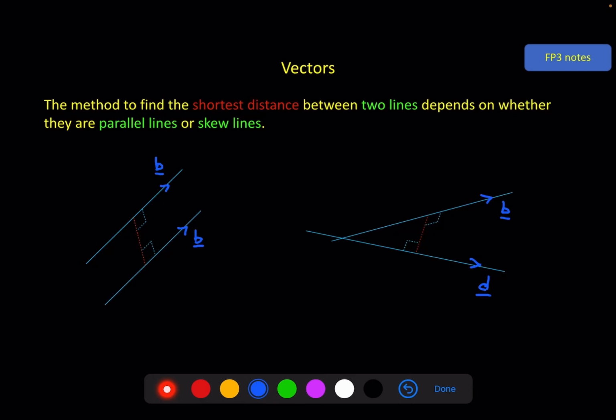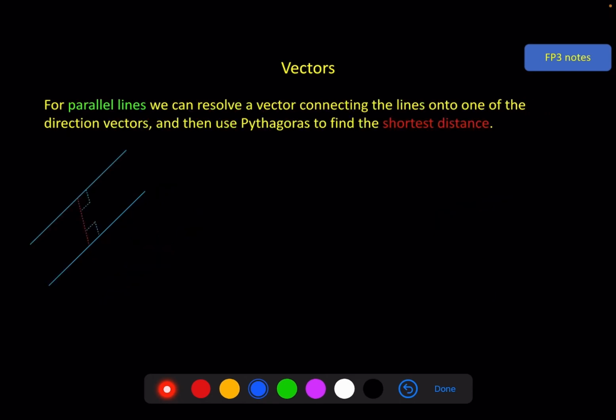So we're going to take these one at a time. First, we'll look at parallel lines. I'll go through the general method and then an example, and then we'll move on to skew lines. The general method here is to find a connecting vector between the 2 lines. From the equation of the line, we have the position vector of a point on the line. Let me call that A on this one, and something different on this one, C. So we can connect these two to make a connecting vector C minus A between the 2 lines.